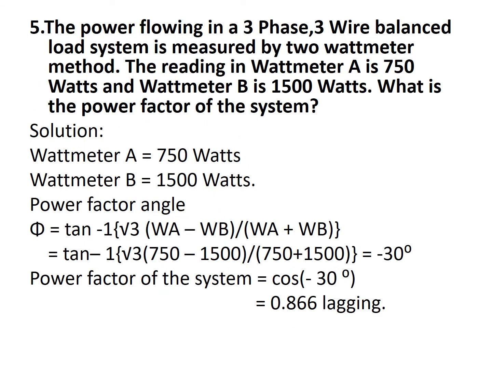Here the power flowing in a three-phase circuit is measured with two wattmeter readings, 750 watt and 1500 watt; W1 and W2 values are given. You need to find the power factor. So phi is equal to tan inverse of root 3 times W1 minus W2 divided by W1 plus W2, and we get minus 30. The power factor, cos of minus 30, is 0.86.